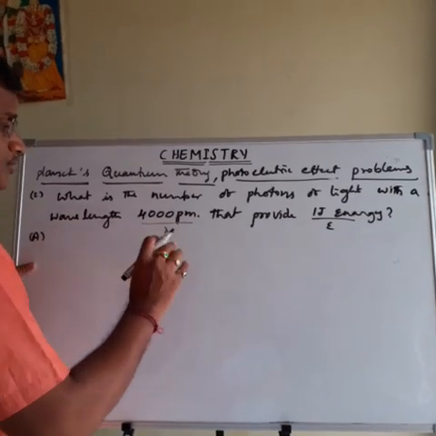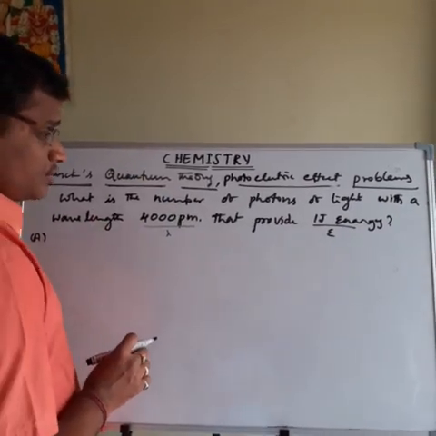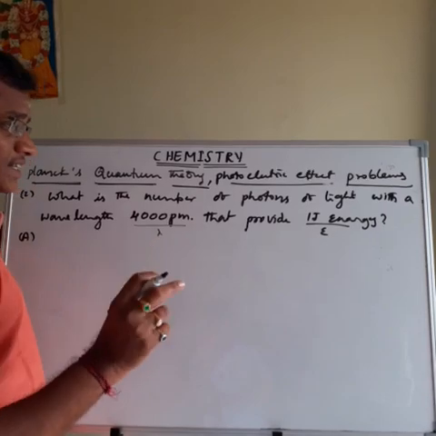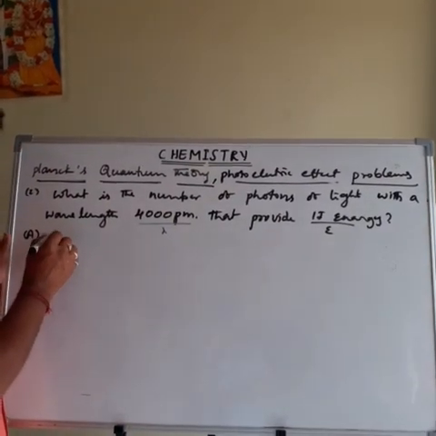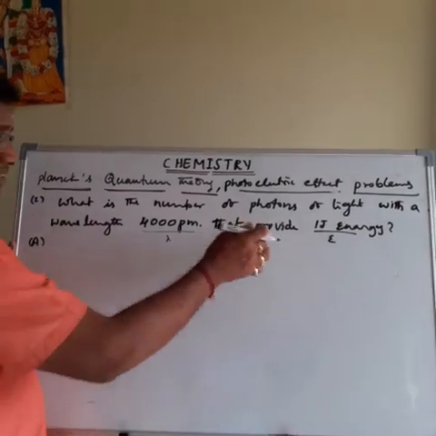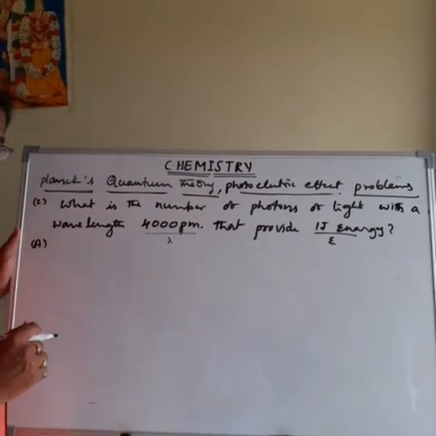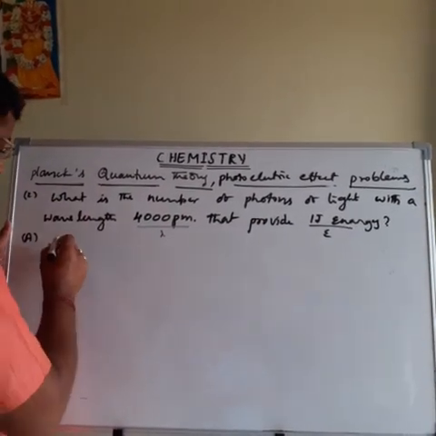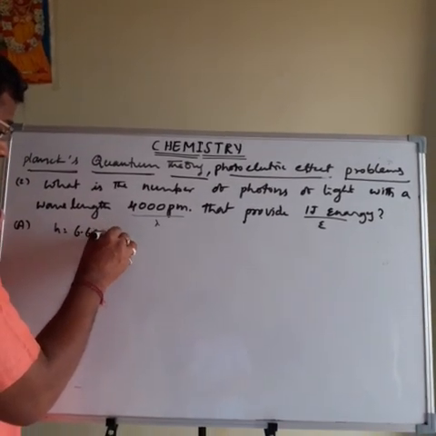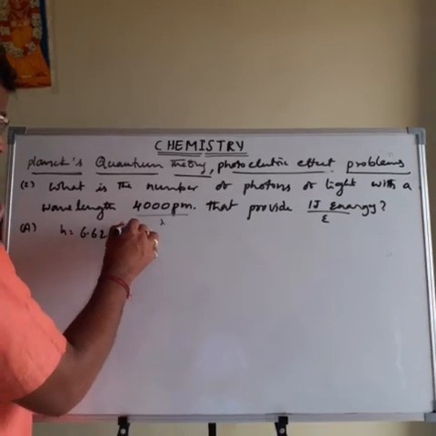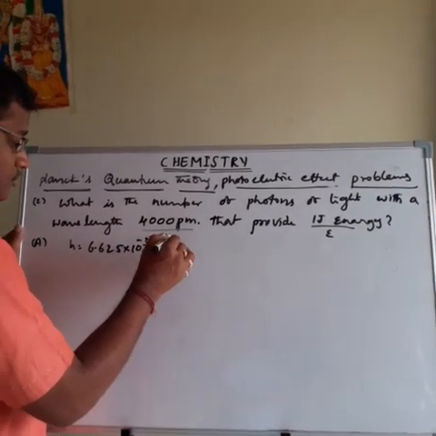So before going to the number of photons, first we have to find out the energy of one photon. The formula for the energy of one photon is E is equal to hc by lambda. That is the energy of one photon. First you take the h value, 6.625 into 10 power minus 34 joule second.